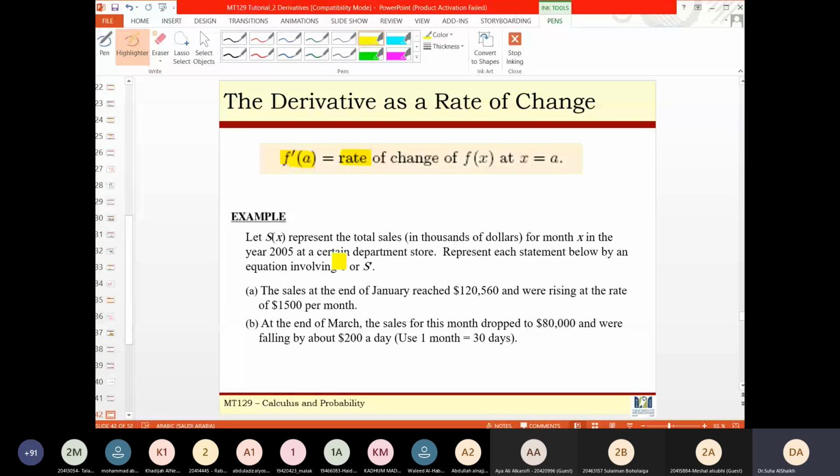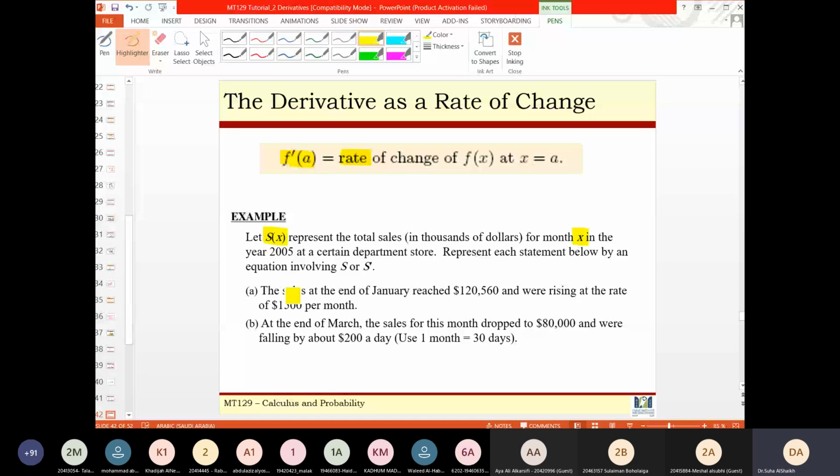If we have S of X representing the total sales, the money in dollars for a month X. So what's X? It's the month. What's S of X? It's how much you sell, the dollars, the money. So I have, for example, X1 meaning month 1, January, X2 meaning February, and so on. The question is, this is the function for the year 2005 at a certain department store. Represent each statement below by an equation using either S or S dash. Write this using S and S dash.